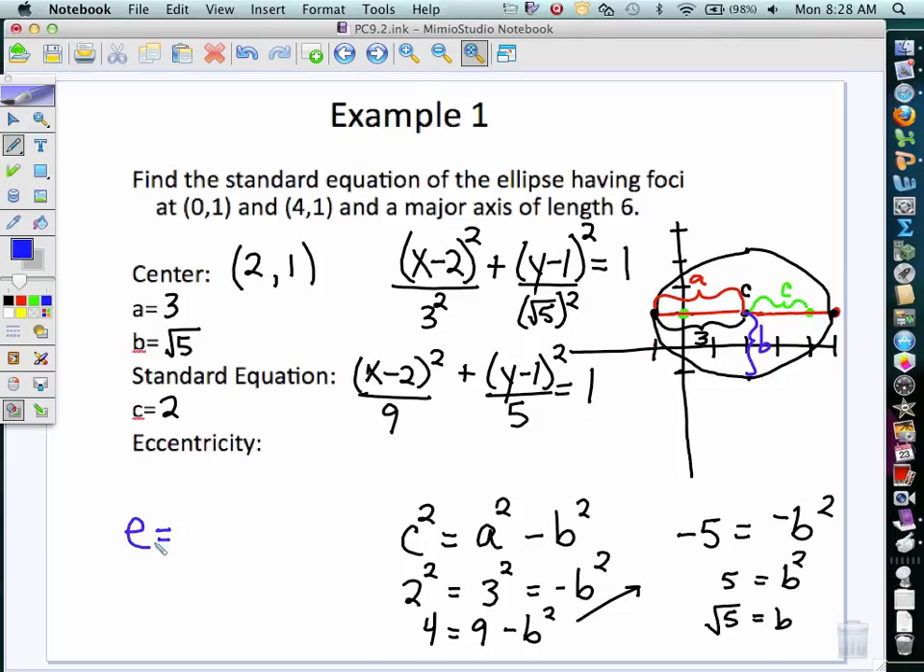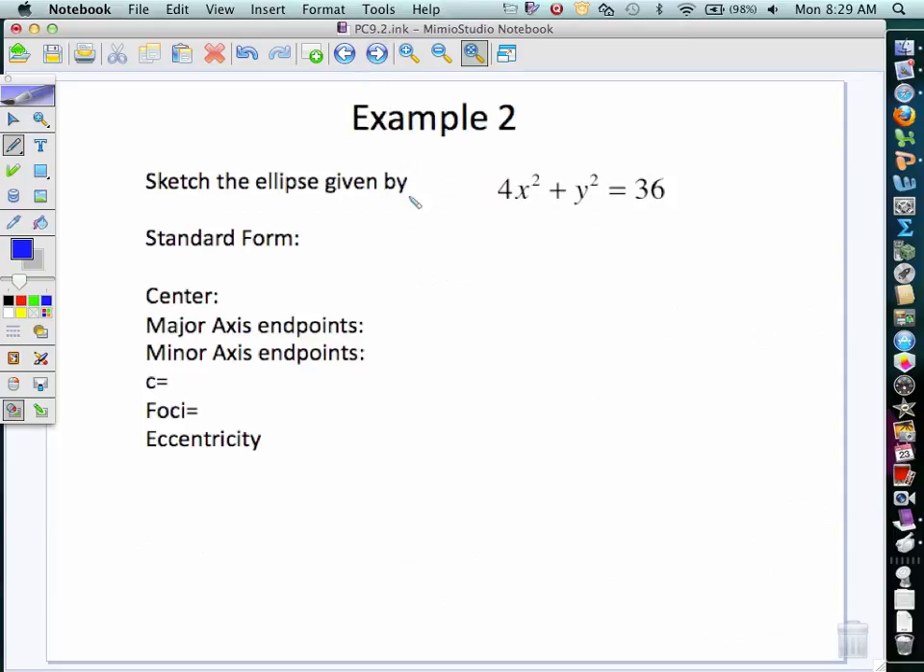The last thing that we need to do is the eccentricity. Eccentricity is e equals, and it's always the c value over the a value, c over a. Well, in this case, our c is 2 and our a is 3, which is 2/3. And there you have it.